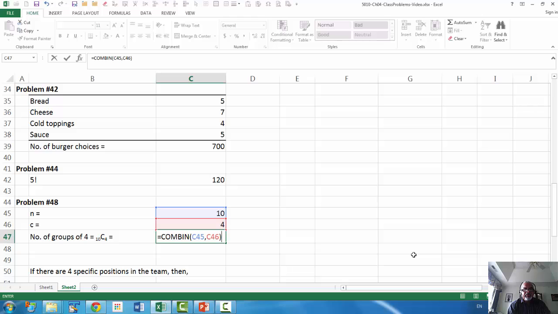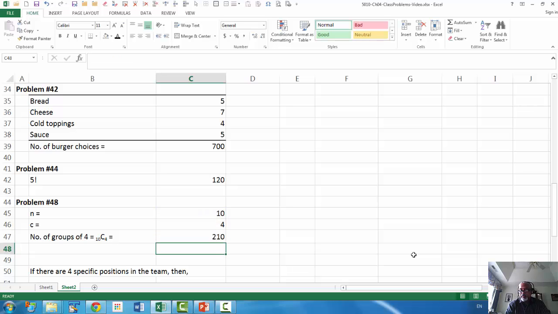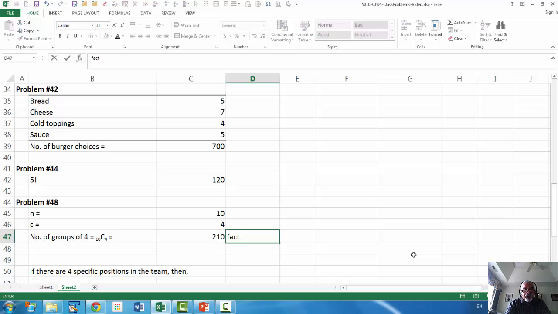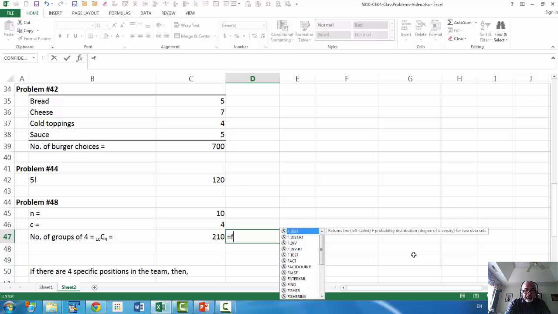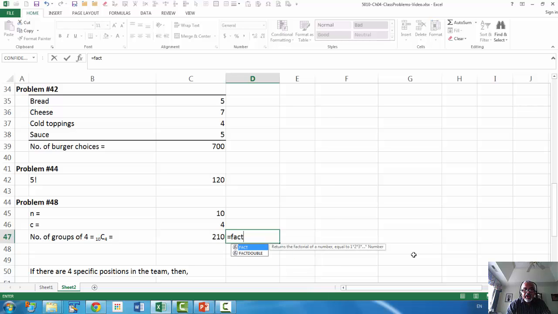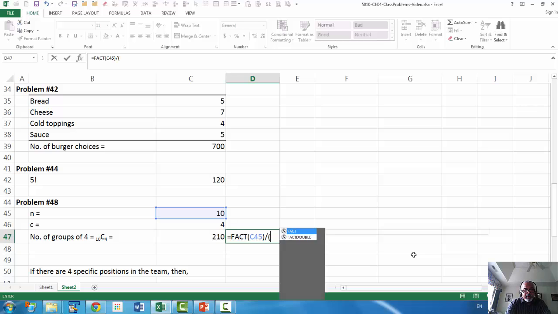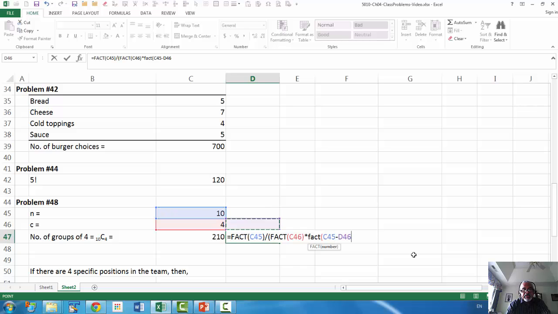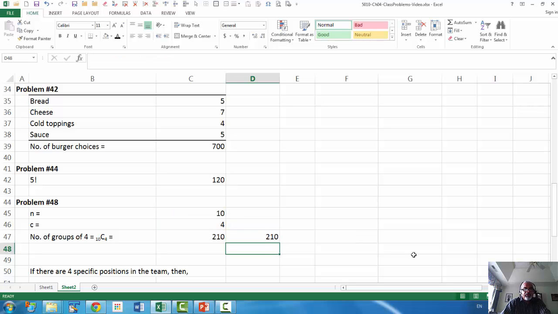Or if you want to use the formula, we can do that too. So we can do n factorial as the numerator, divided by factorial of C times factorial of n minus C. That will give you the same answer, obviously.